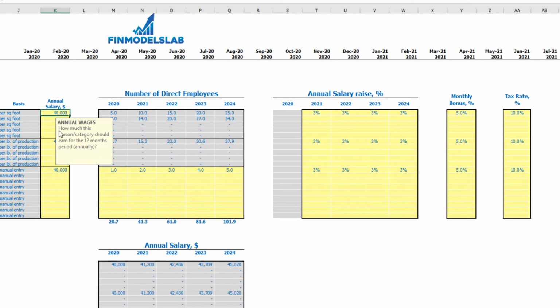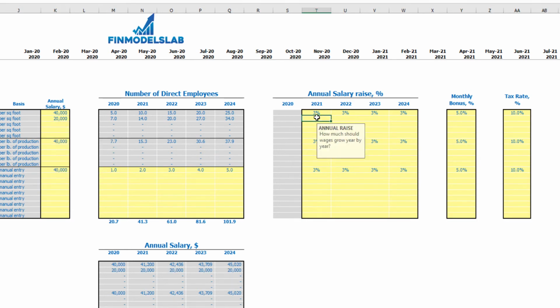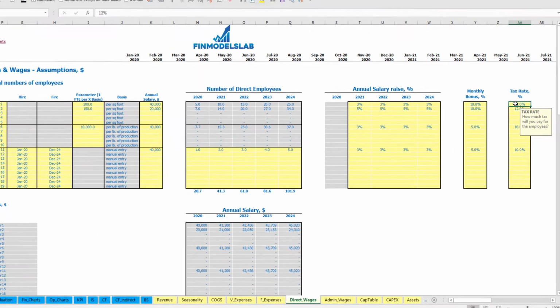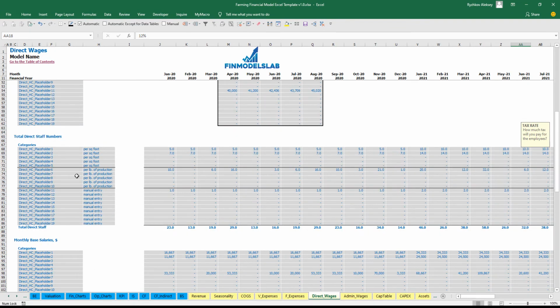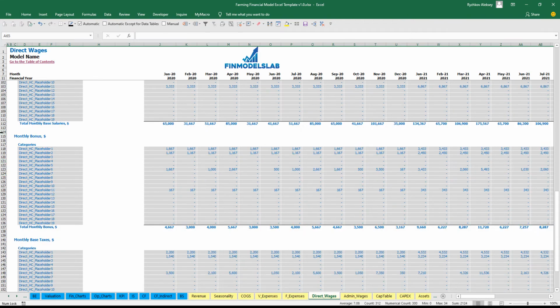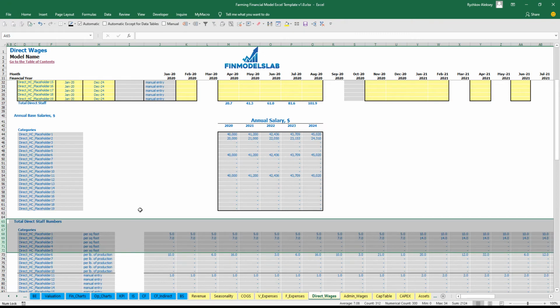Also, you can set up the annual salary per 1 FTE, which can be, for example, $20,000. You can input an annual salary rise, 5% for example, per year. Below you may see the calculation of annual salary depending on base salary and annual salary rise. You have also a monthly bonus, which can be 10% for example, and the tax rate, which is payroll tax, for example 20% or 12% in this case. Below you may see the calculation of staff numbers or headcount numbers, salaries, monthly bonus and monthly base taxes.